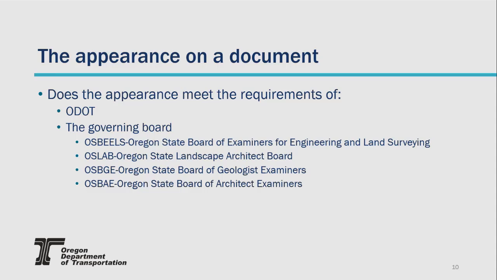So the appearance on the document. The first question, if we're validating a signature internally, is: does it meet ODOT's requirements? And then underneath that, we have the governing boards. I was talking about OSBEELS. They require it to say digitally signed. ODOT adds to that and says we want it to also show the date and time. And it's fairly easy to create an appearance that basically shows some words and then the date and time.